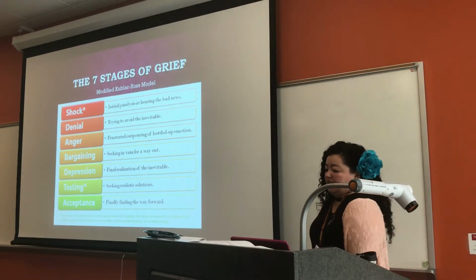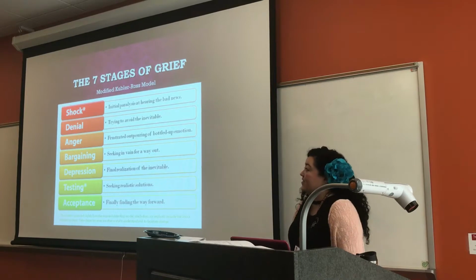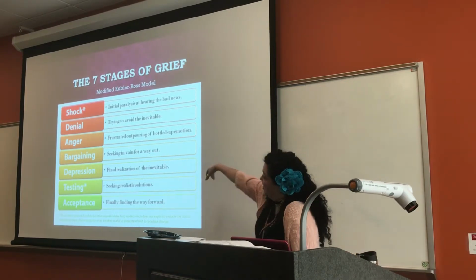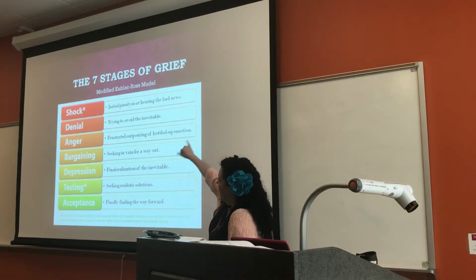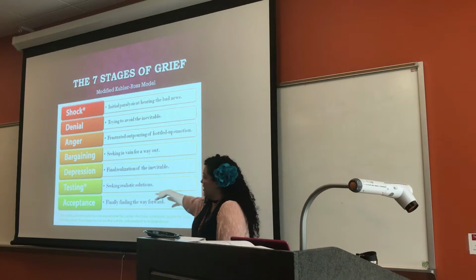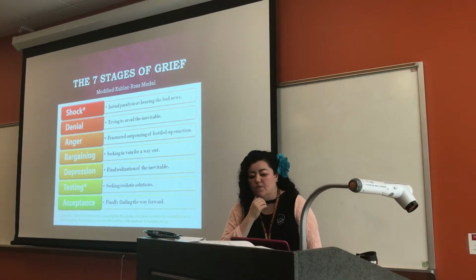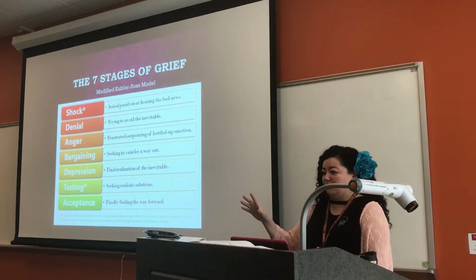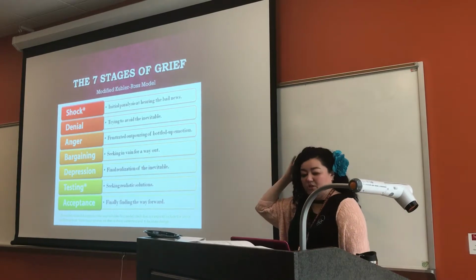I thought this was interesting. Somebody did a modified version of the Kübler-Ross model, and it's the 7 stages of grief. So they added shock as an initial stage. It says initial paralysis, hearing the bad news, and then denial is the trying to avoid. And then they added this testing stage, which is seeking realistic solutions. So I just thought this would be an interesting thing: if you want to mess with it a little bit more, give yourself more challenge, you add in 2 more stages into your plotting stage.